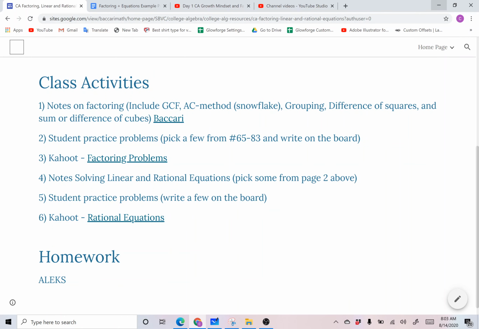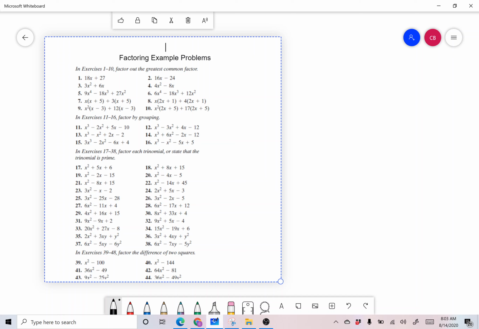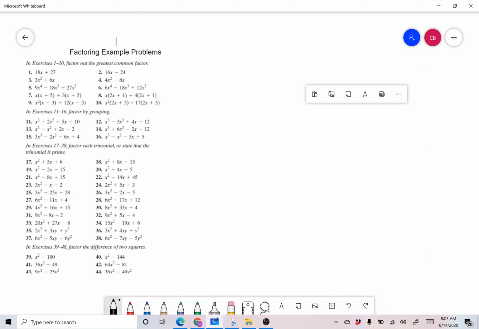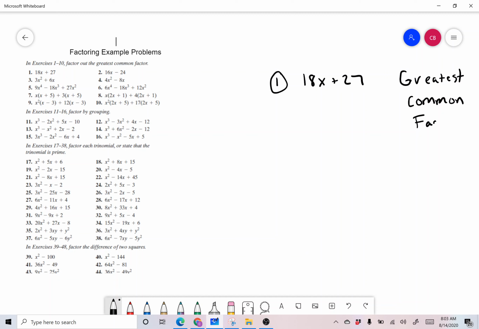So let's look at some different methods, and the first one we're going to look at is factoring by GCF. If we look at number 1, we have 18x plus 27. GCF means greatest common factor. And what that means is the greatest number that multiplies to each of these numbers, or the greatest number, letter, or variable that goes into everything else.